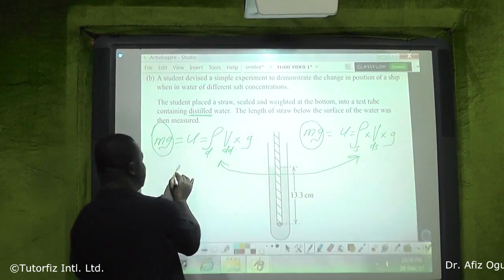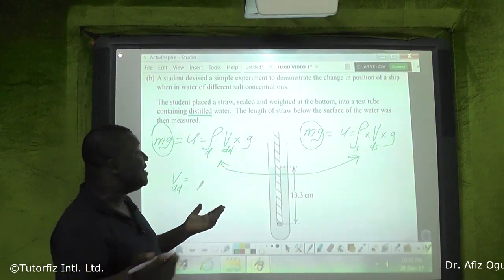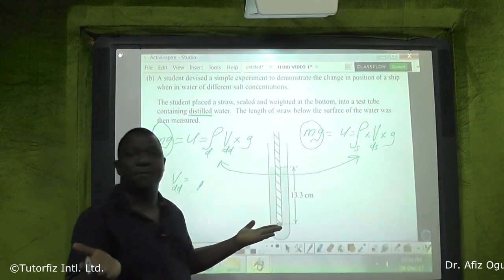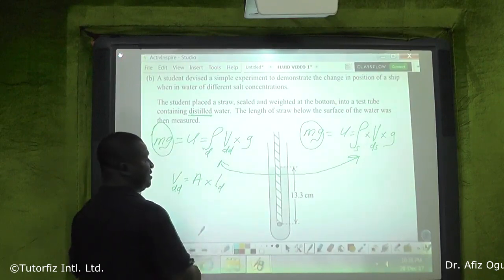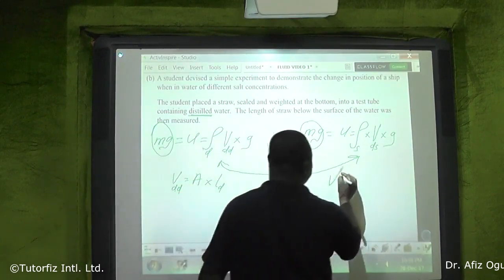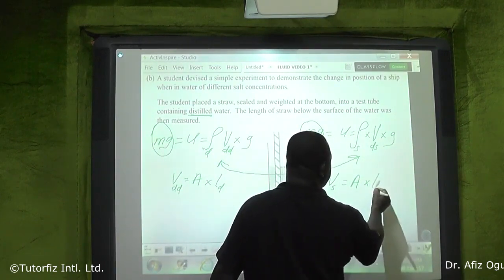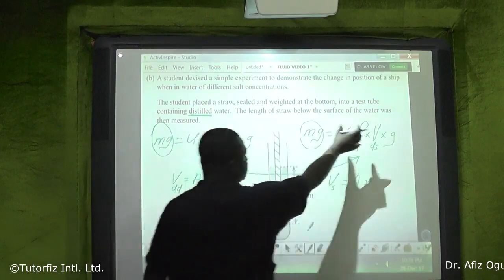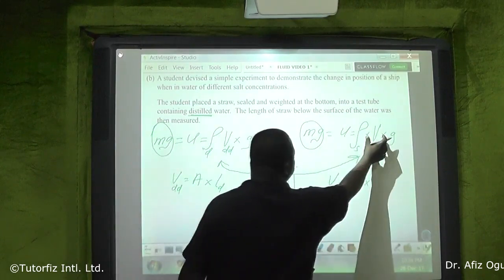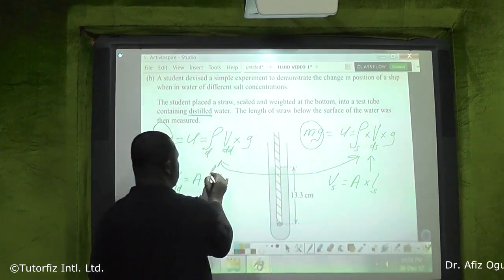But before we equate them together, volume of displaced distilled water equals area times length. Now they have the same cross-sectional area because we are using the same test tube. So area times length in distilled water. Volume of salt water equals area, because it's the same area, times length in salt. I'm going to equate them, but instead of writing volume, I'm going to write this one in here and this one here.